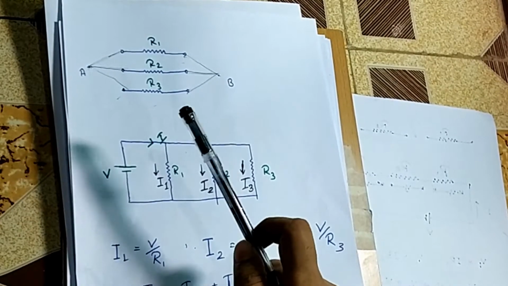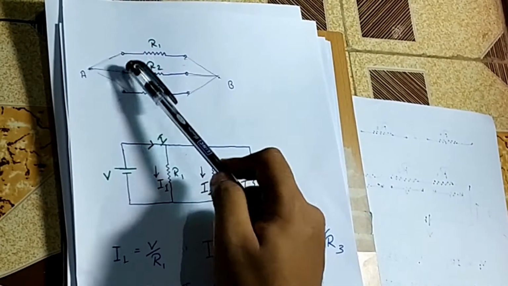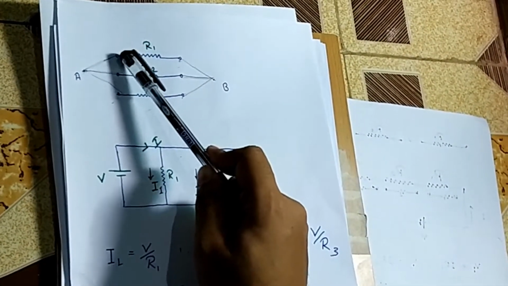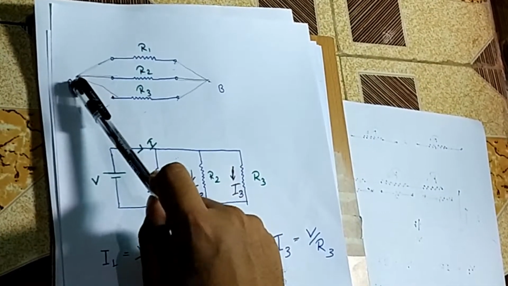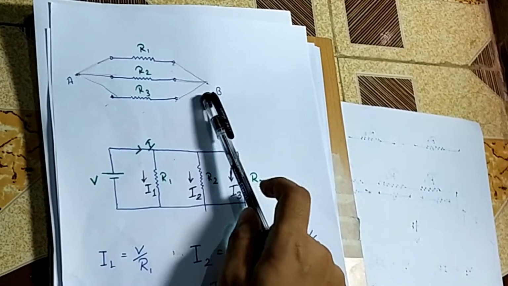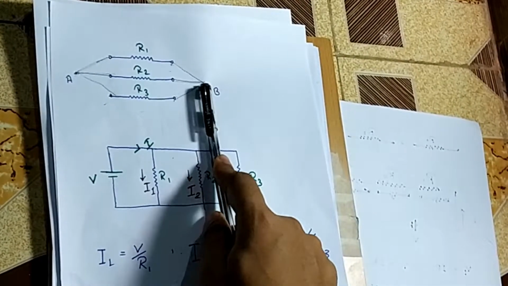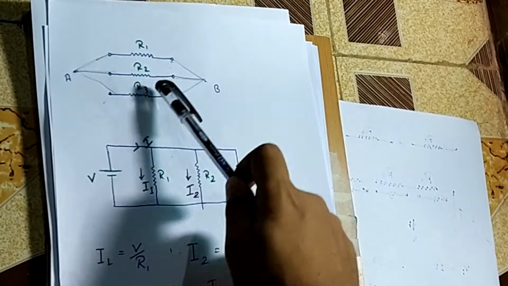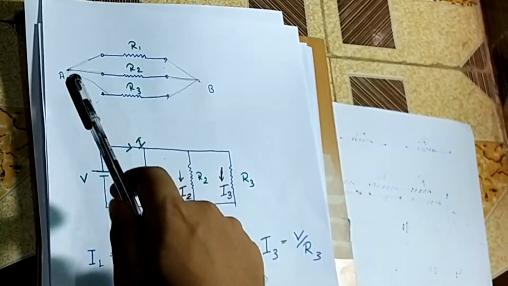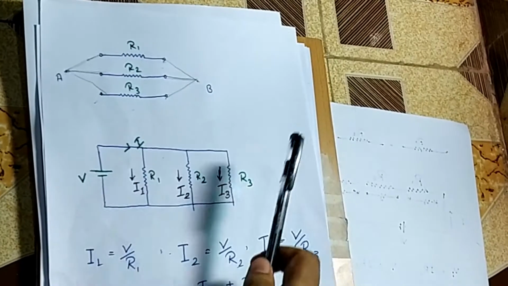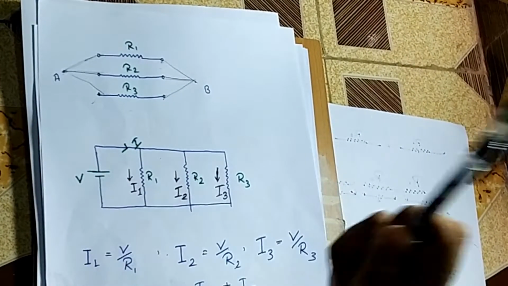So what I will do is simply connect one end of each of R1, R2 and R3 to a common single point A, and the remaining ends are connected to another common single point B. If R1, R2 and R3 are connected in this manner, then we can say that between A and B, these three resistors are connected in parallel.